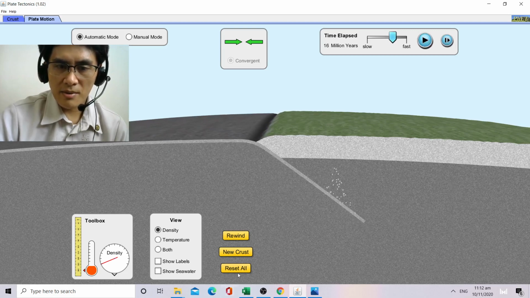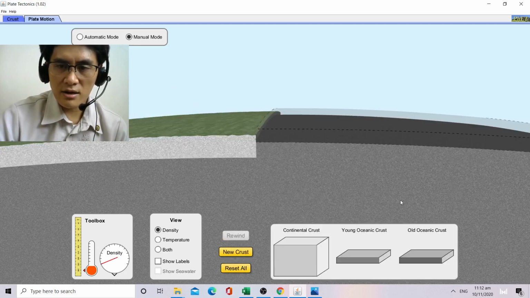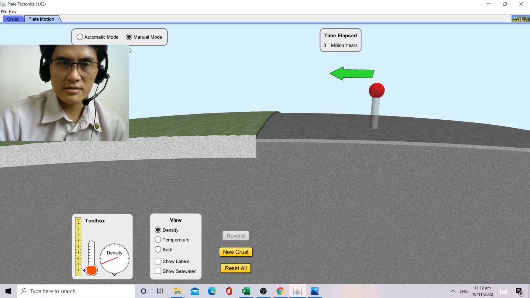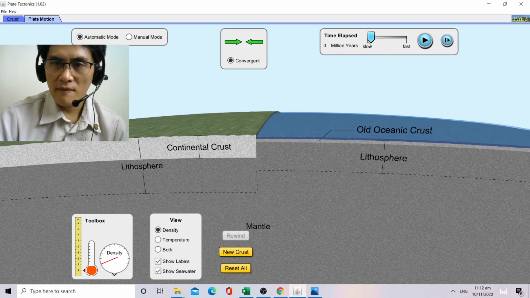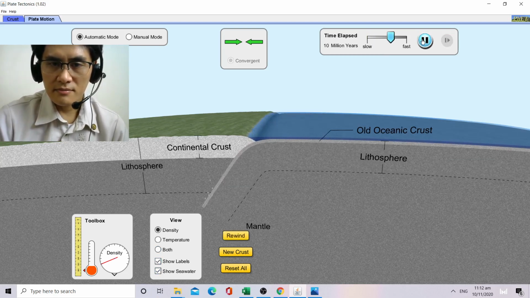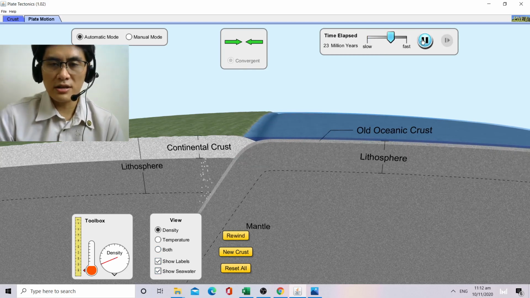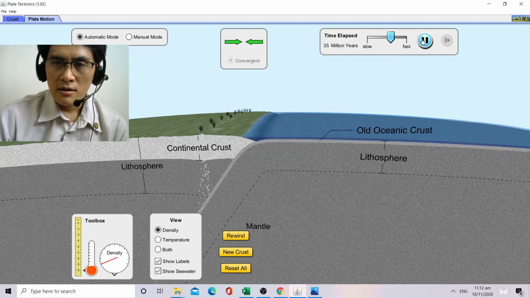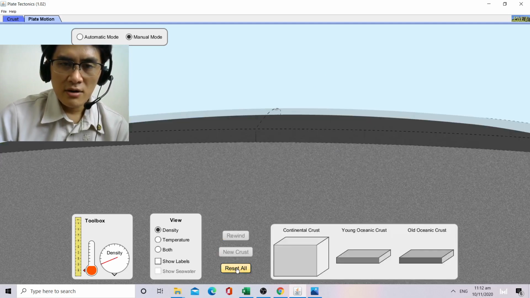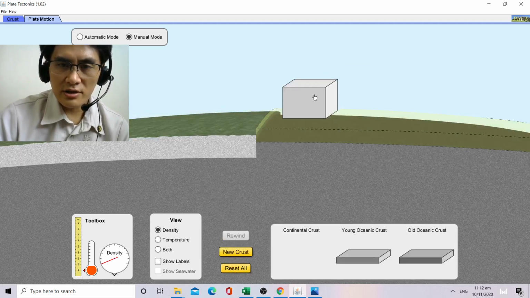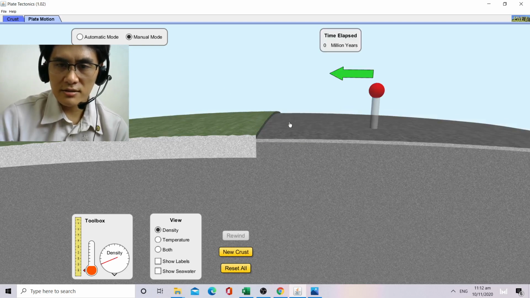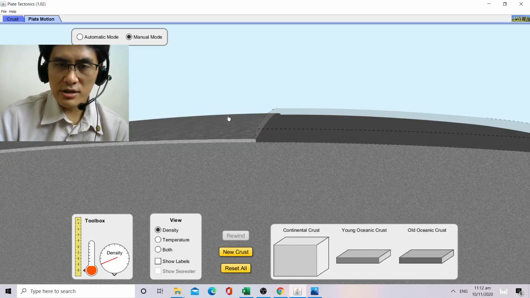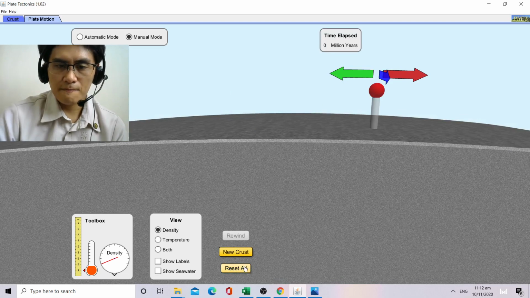And then how about if you have continental and then you have old oceanic crust? Again, let's show the seawater and the labels. Play. Okay, so now I hope the scenario is clear to you. So you can have continental versus continental. You can have continental versus oceanic. And then you can have oceanic versus oceanic.